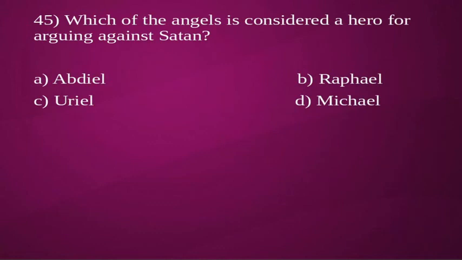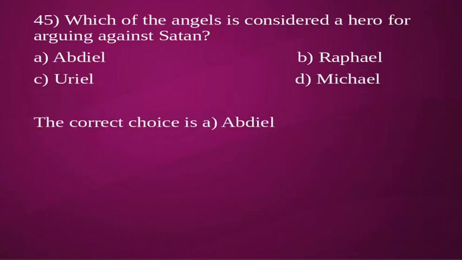Question number 45 is, which of the angels is considered a hero for arguing against Satan? Option A, Abdiel. Option B, Raphael. Option C, Uriel. And option D, Michael. The correct choice is A, Abdiel.